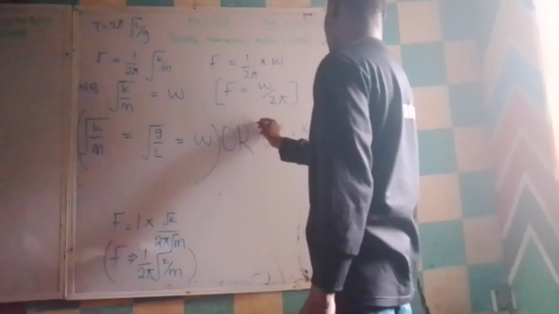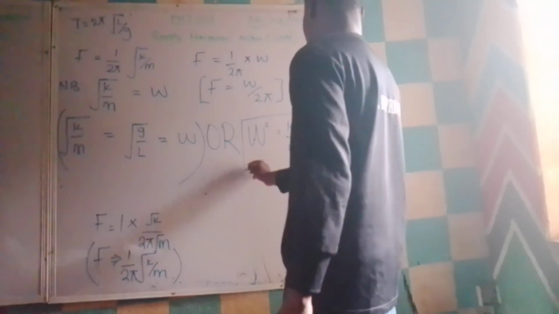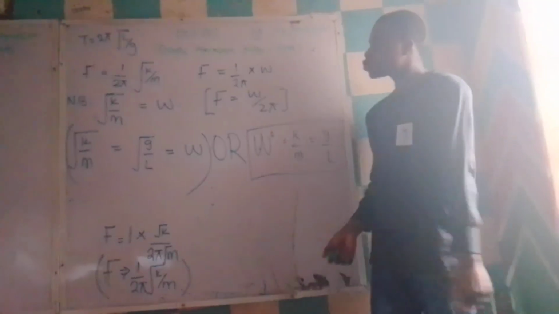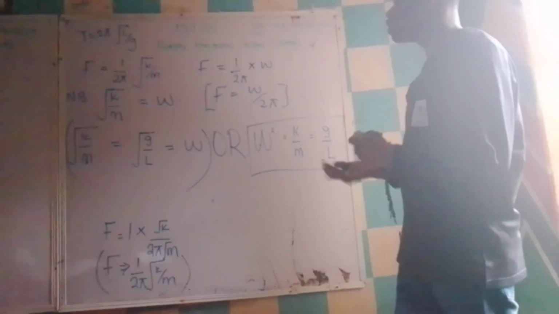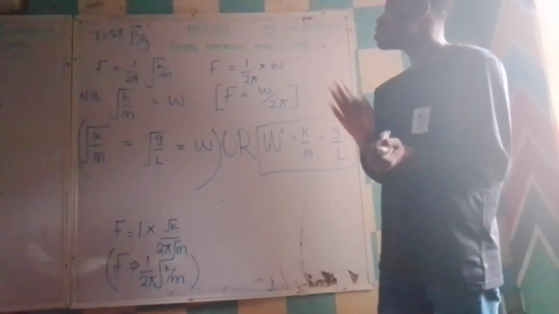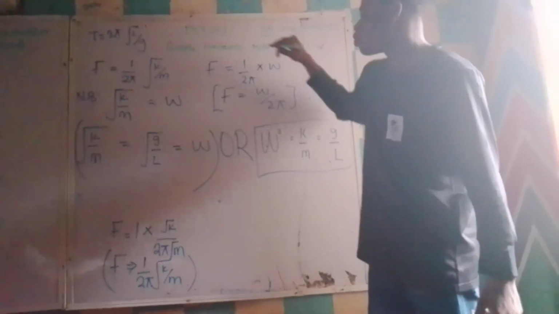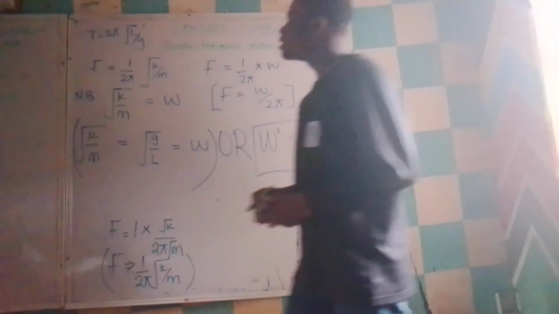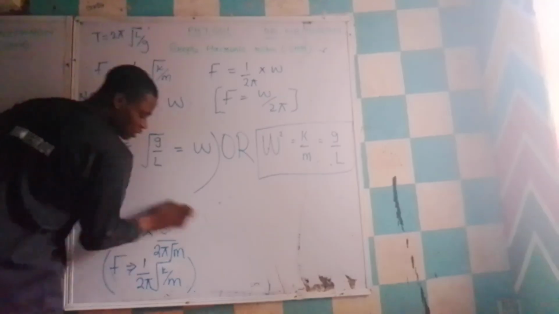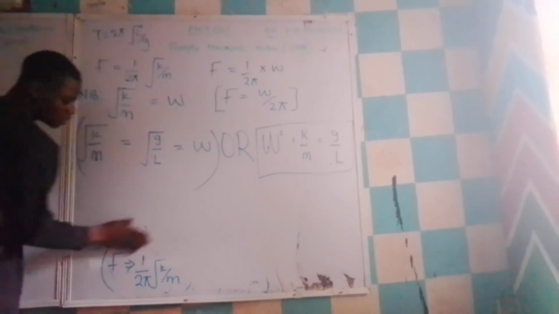Equal to what? G over L. So this is a formula for the frequency. All these formulas, if you know them, you should be able to attempt all the questions under simple harmonic motion. Now the next term is the speed.